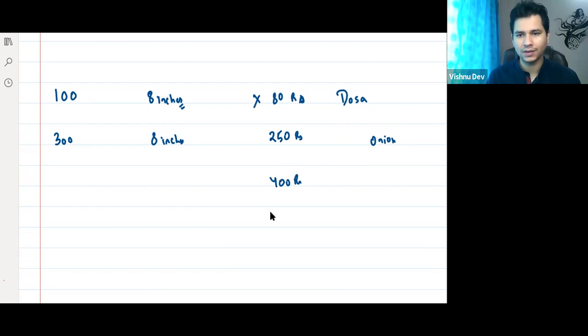Now, in that case, if you're getting it for 250 rupees, tell me, will it be a good price or a bad price? A good price. Are you getting the idea how we can think about a good price or bad price depending on the reference? This is an example of food.